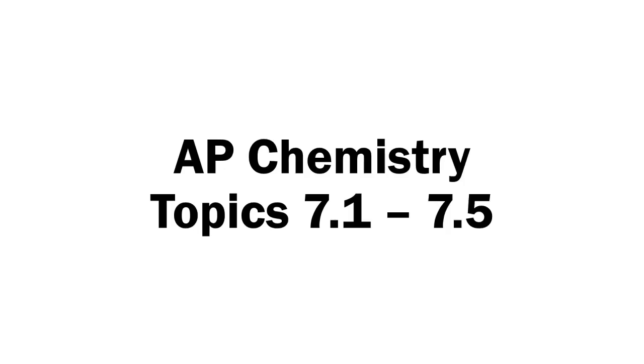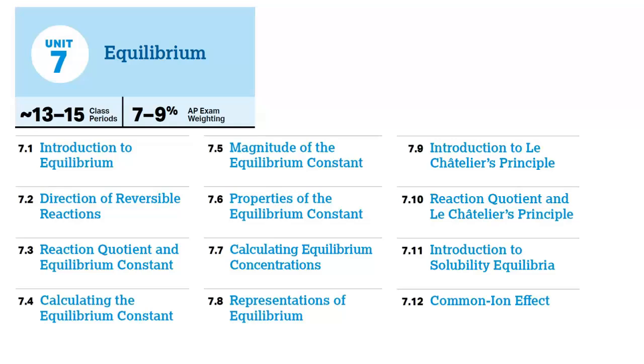These are the answers to the AP Chemistry packet that covers topics 7.1 to 7.5. On this slide, you can see Unit 7 at a glance. Unit 7 is entitled Equilibrium.